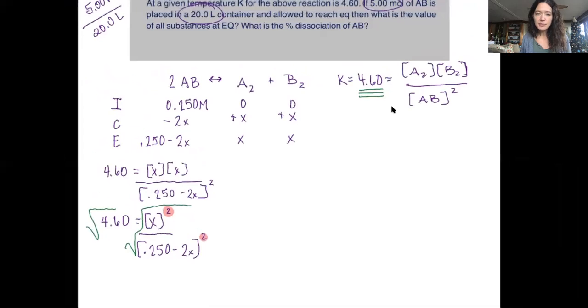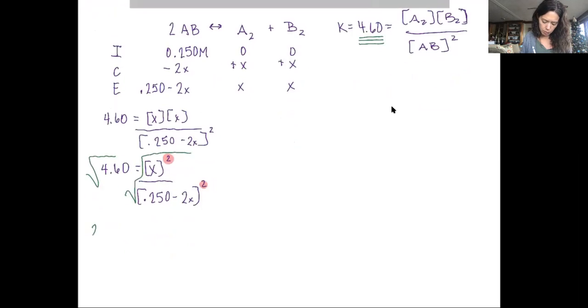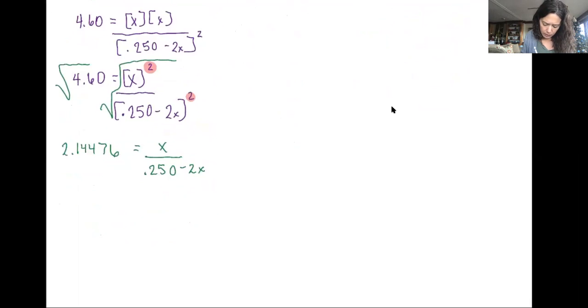So I have learned that I'm going to keep lots of values. The square root of 4.6 is 2.14476. That's equal to x over 0.250 minus 2x. Do your math, fast forward, come back, or hang in there with me. All right, that's 2.14476, don't round, times 0.250 minus 2x equals x. Let's start breaking this down.